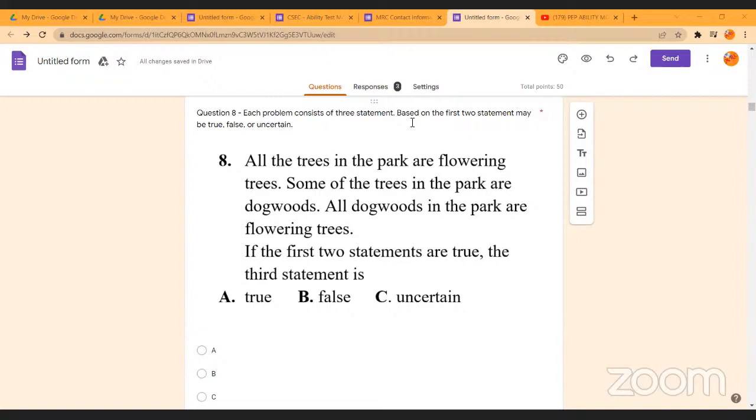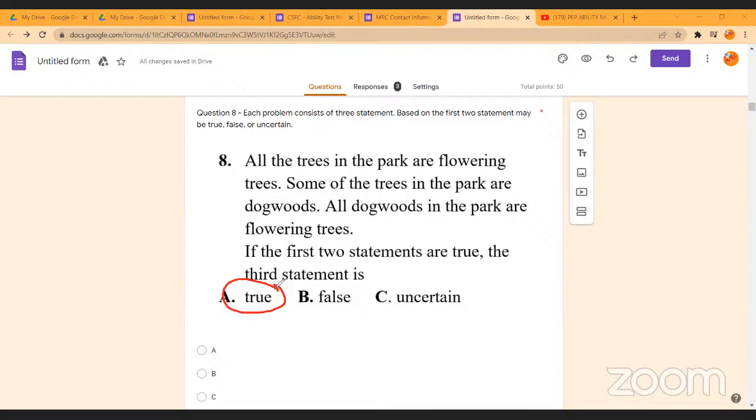All right. So what's your answer? Tell me your answer first. True, miss. They say your answer is true. Now let's see if your answer is correct. Read the first sentence for me again, Javar. All the trees in the park are flowering trees.